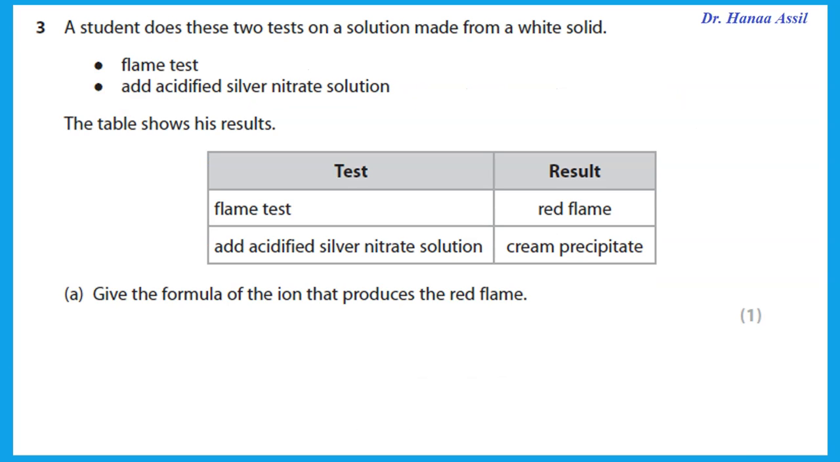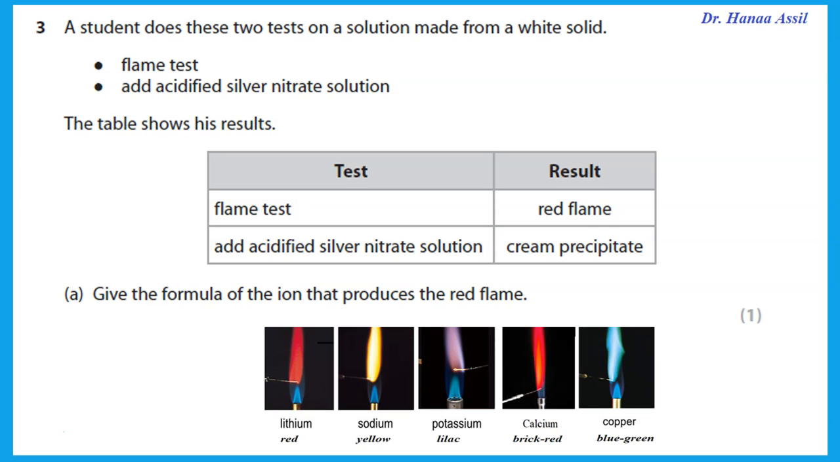A student does these 2 tests on a solution made from a white solid. They did a flame test and they got a red flame. Give the formula of the ion that produces the red flame. First of all, you are required to know these flame test colors. Which one gives red? You realize that it is the one that has lithium. And these are tests for ions, not for metals. So when it says give the formula, it is not Li. It is the lithium ion, which is Li plus.